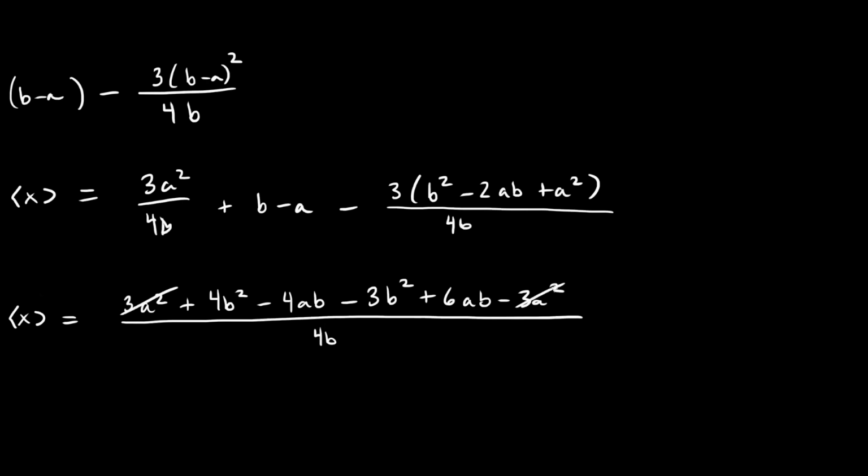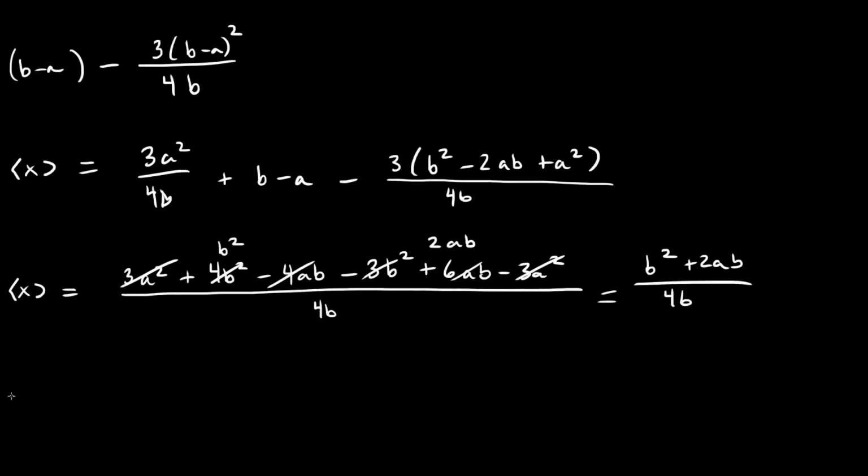So we see that these cancel, and these cancel to just have b squared, and these cancel to just have 2ab. So now it's just b squared plus 2ab over 4b. And to simplify further, we get that it's just (b plus 2a) over 4, since these b's will cancel out.